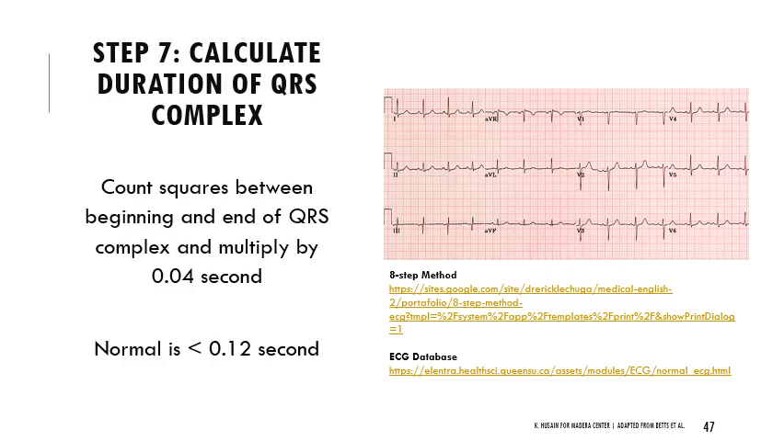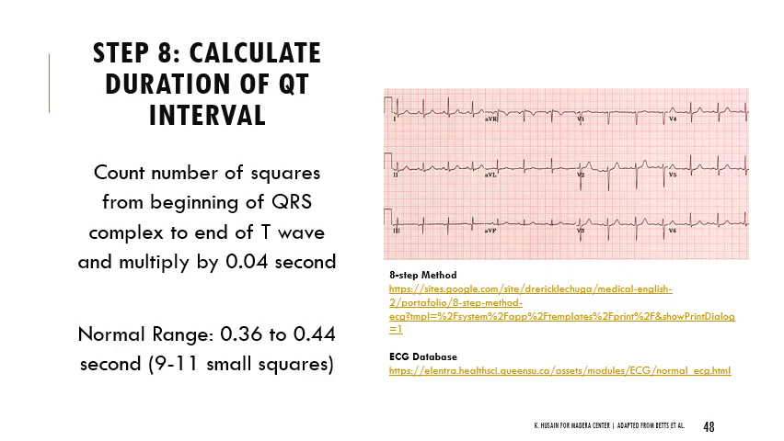Then you can calculate the full duration of the QRS complex. You count the squares between the beginning and end of the QRS complex and multiply it by 0.04 seconds. The normal value is less than 0.12 seconds. Remember that the QT interval is important, so this is starting to get into that: being able to identify arrhythmias and abnormal lengths of these cycles.